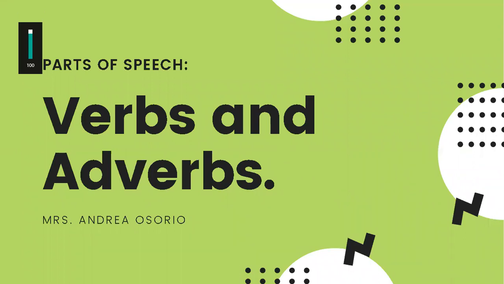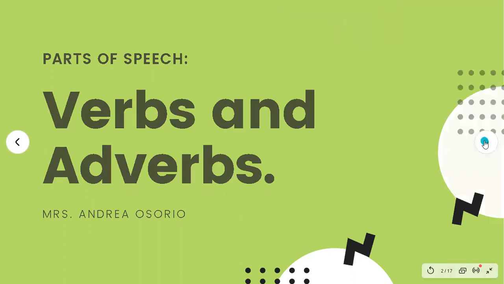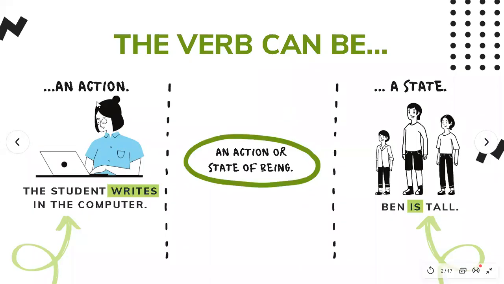Today we're going to continue with another module of parts of speech. We're going to talk about verbs and adverbs. So, first of all, what is a verb? A verb can be an action or a state. For example, here it says, the student writes in the computer. And here the verb is writes, right? Because writes is showing an active action.